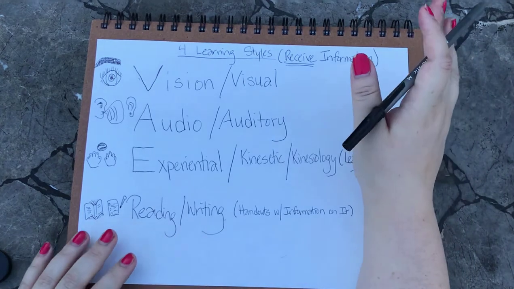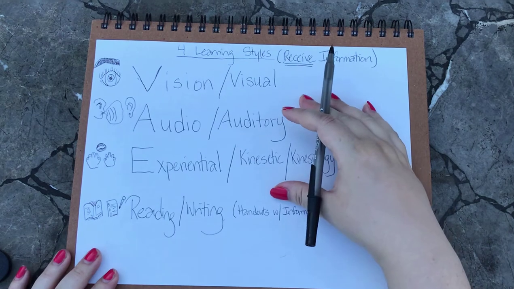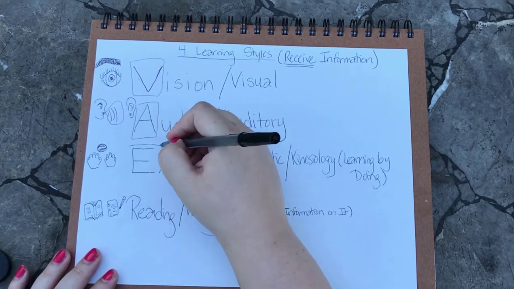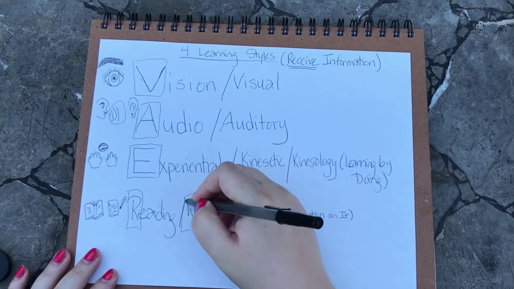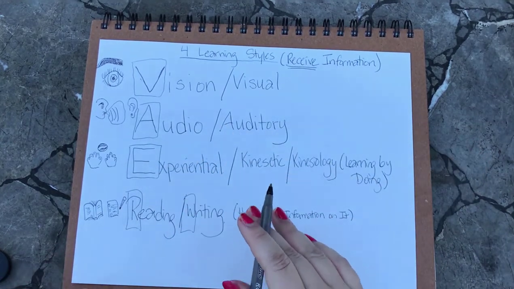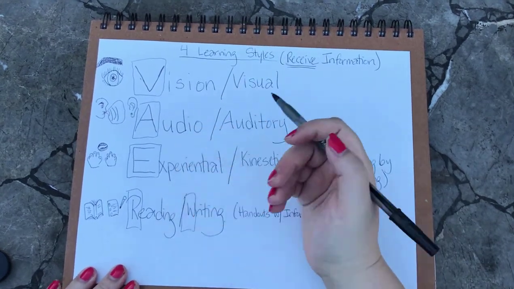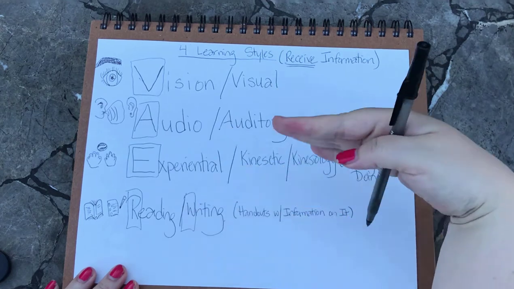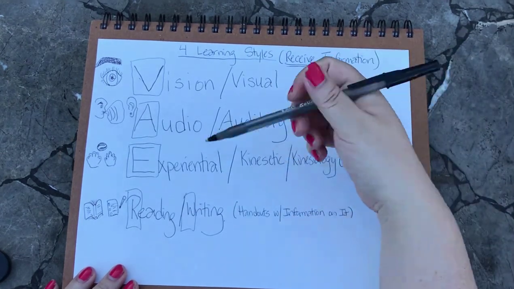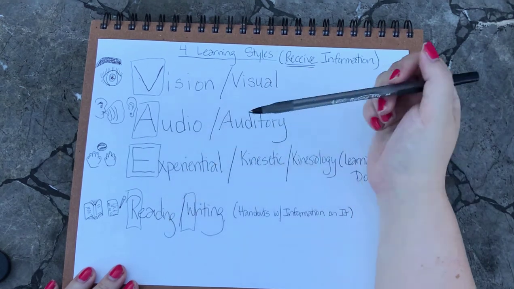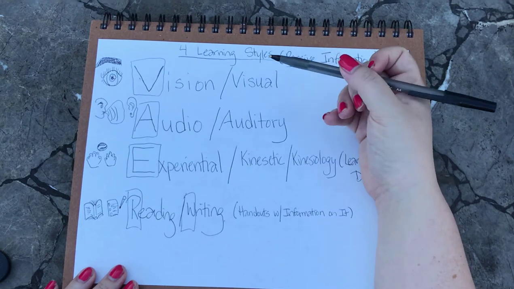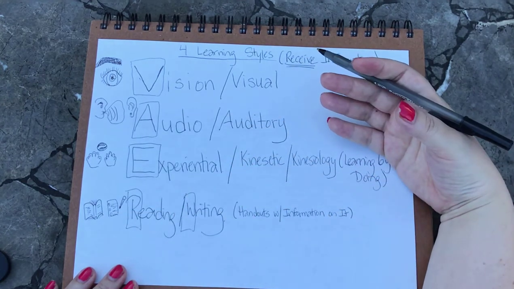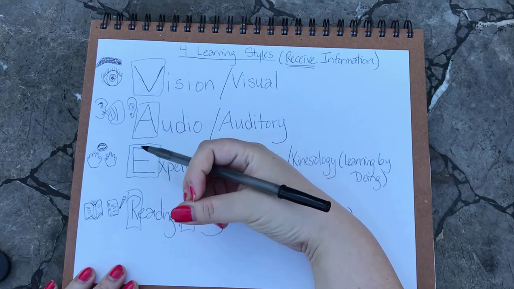Now, you can be a combination of these different styles. So since it's V, A, E, R, W, you could be just one, or you could be a combination of two, maybe even three. There's a good chance that you probably respond to all of these, but if you think about it, you may have a preferred style that you respond to better, that you retain the information better and longer.